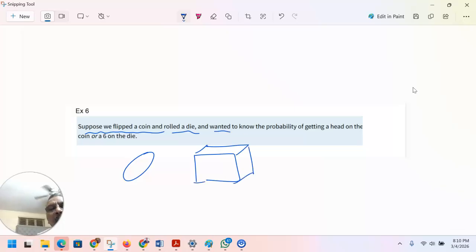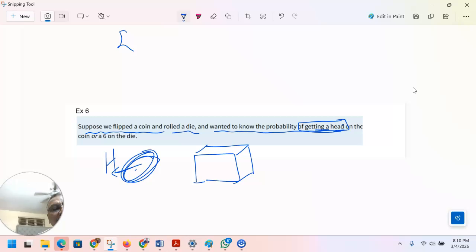Now I want to know the probability of getting head. You want to get head in the first. So let's start. When you toss a coin, you have options H and T, so there are two options. When you roll a die, it could be 1, 2, 3, 4, 5, and 6. So what are our options? The question is asking probability.